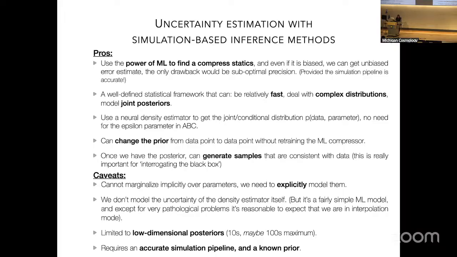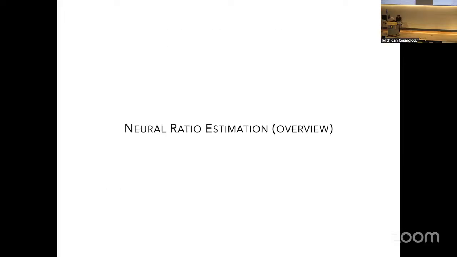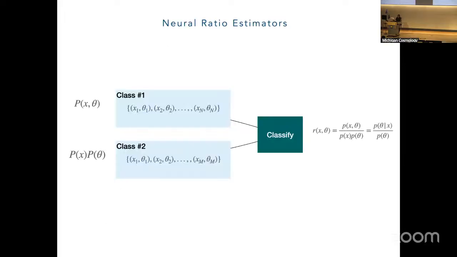NREs are this method of marginalizing over huge numbers of nuisance parameters implicitly. So if you want to do hierarchical Bayesian inference, for example, so you care about one number, and you want to marginalize over a huge number of parameters like images or something like that, then this is really great. I'm not going to go into the details, but what you want to do is you're training a classifier basically that has to distinguish between two different distributions.